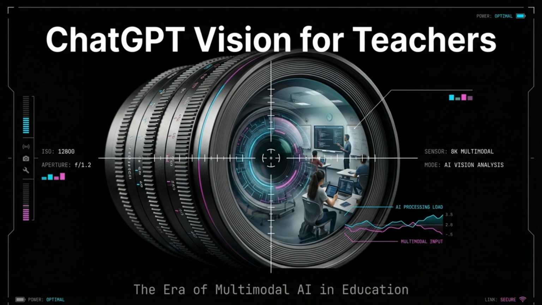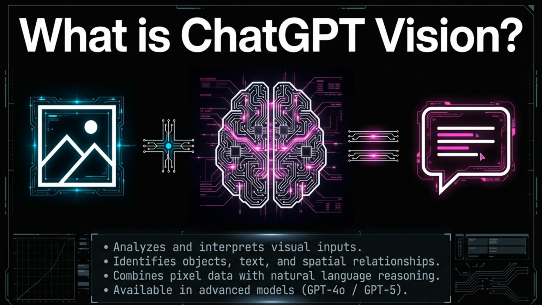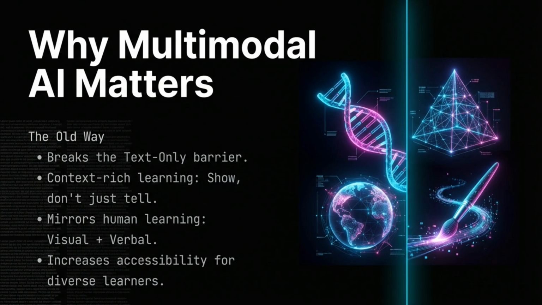Welcome to this video on ChatGPT Vision for Teachers, exploring the era of multimodal AI in education. What exactly is ChatGPT Vision? It's a technology that analyzes and interprets visual inputs, identifying objects, text, and spatial relationships. It combines pixel data with natural language reasoning and is available in advanced models like GPT-4o.